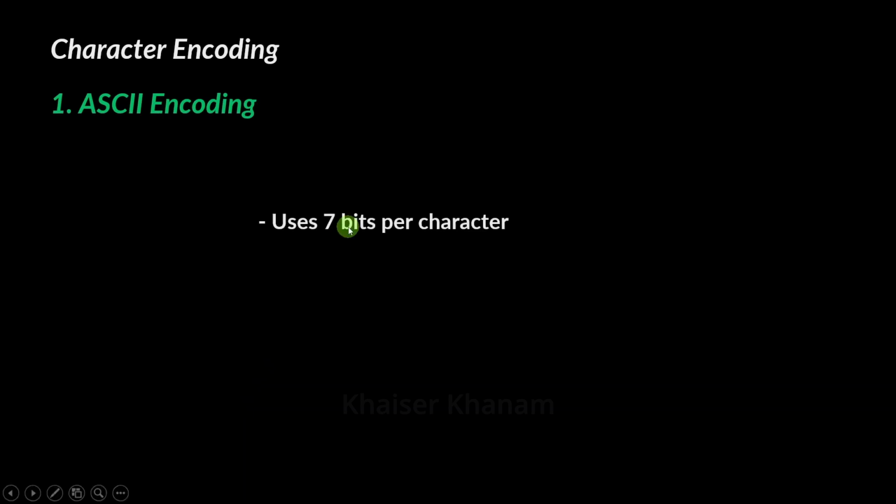Using this ASCII encoding, it will be using 7 bits per character. A bit is nothing but it can either have 0 or 1. Using ASCII encoding, we can only use 7 bits per character, which means in a row we can only have 7 zeros and ones which will be representing that character. And it is very limited and it will only work for English characters.